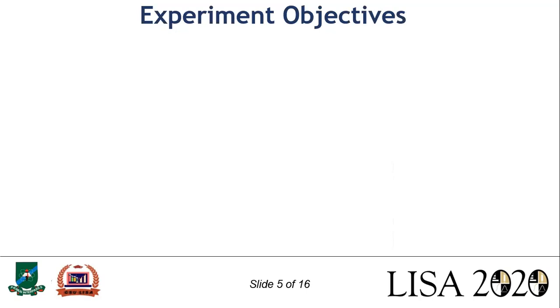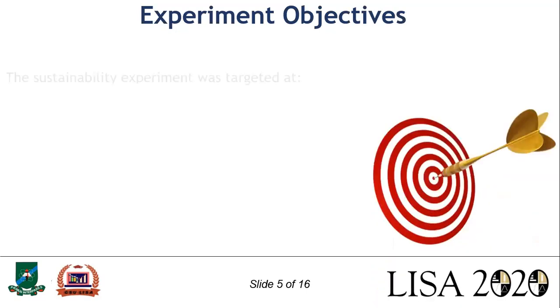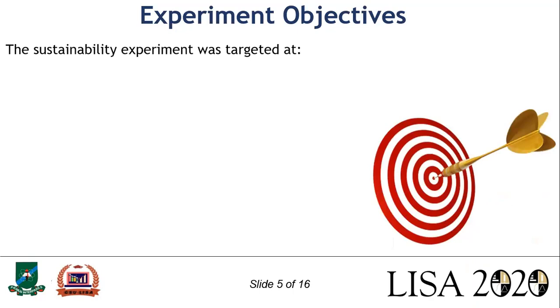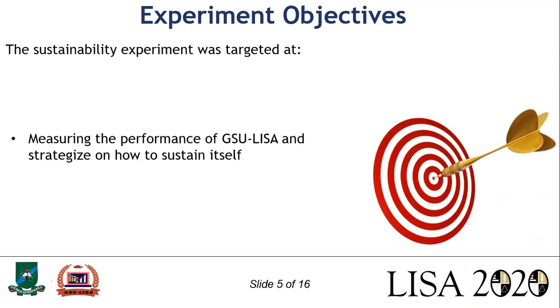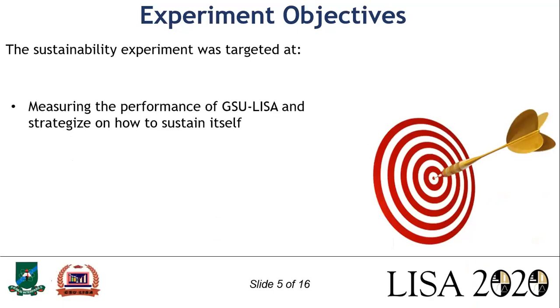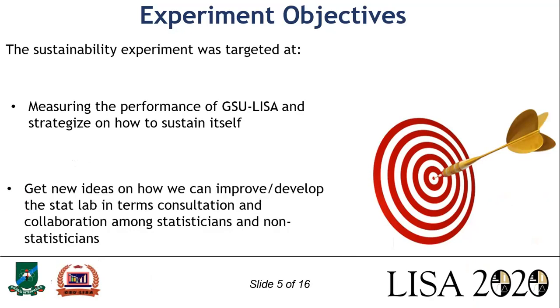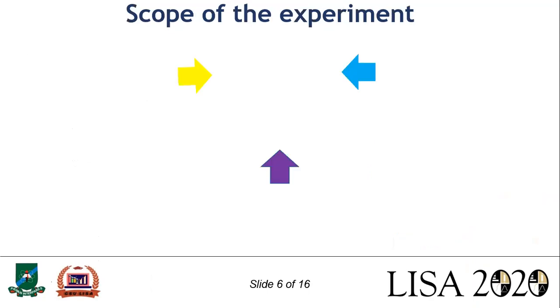These are the objectives of the experiment. The sustainability experiment was targeted at measuring the performance of GSU-LISA over time and how to strategize on how to sustain itself. And also to get new ideas on how we can improve and develop our stat lab in terms of consultation and collaboration among statisticians and non-statisticians. So this is the scope of the experiment.